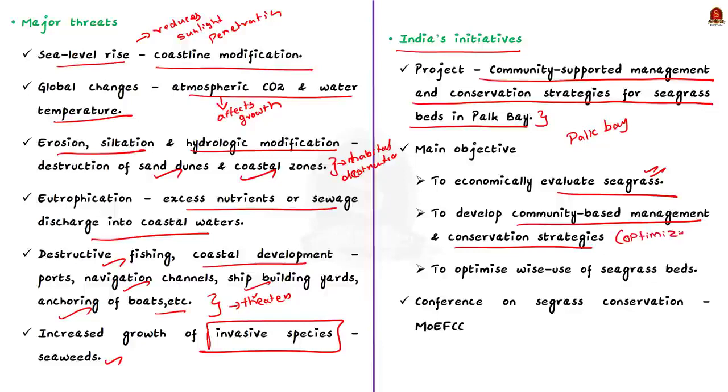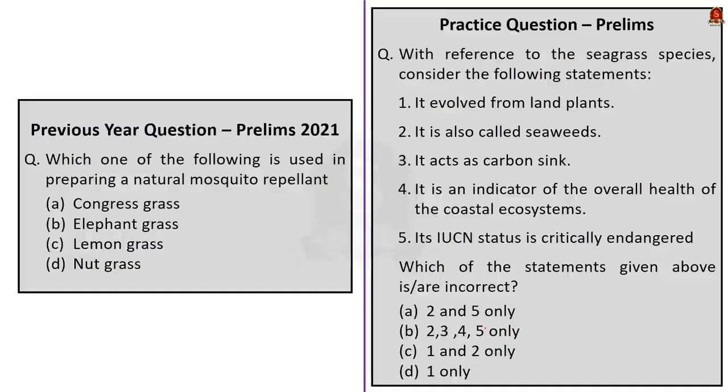Also, the Union Ministry of Environment, Forest and Climate Change organizes conferences which discuss the measures to conserve seagrass species. See, in this discussion, we saw some basic points about seagrass, its distribution in India, its significance, the threats faced by seagrass, and finally, some steps taken by the Indian government to conserve seagrass. With this, let us conclude this discussion, and now let us take up the next news article for our discussion.